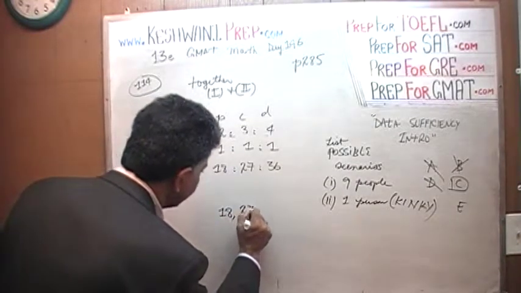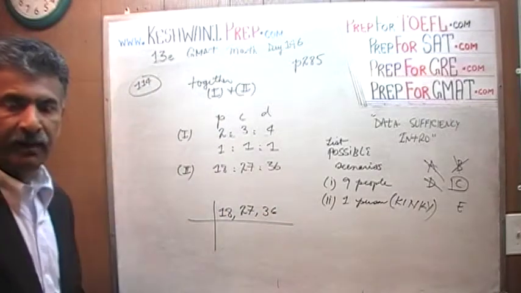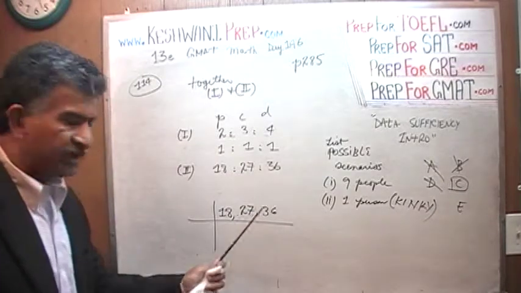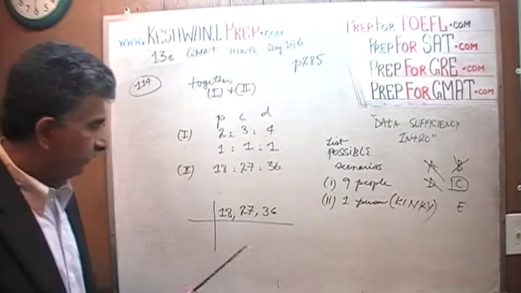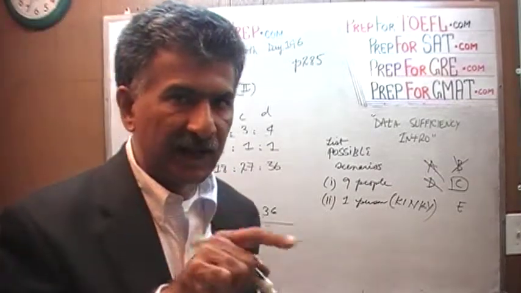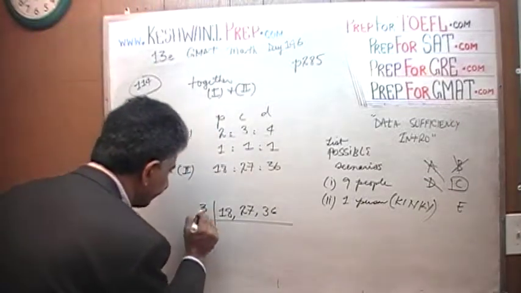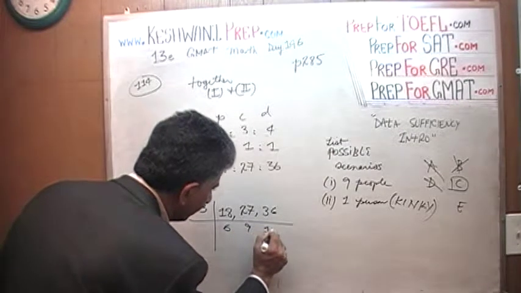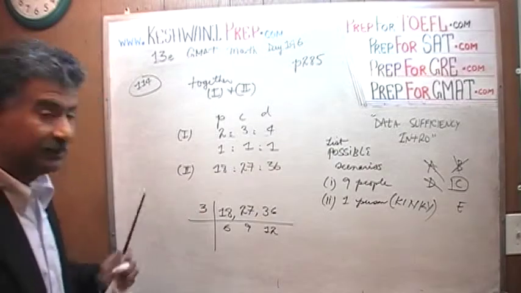18, 27, 36. Let's divide them by some number that can go into all of these numbers. Can we divide all of these 3 numbers by 2? The answer is no. 18 is an even number, 36 is an even number, 27 is not an even number, it's not going to go into 2. We are looking for a common factor in all of these three numbers. Let's try 3. That gives us 6, 9, and 12. That's where the 3 is going to come in.